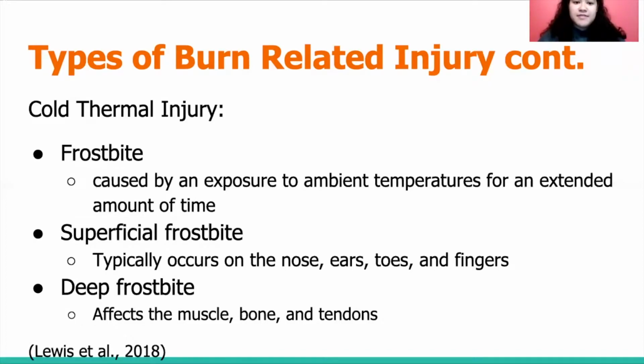So we also have superficial frostbite, which typically occurs on the nose, ears, toes, and fingers, and it is painful. But deep frostbite, however, affects muscle, bones, and tendons. And when you have deep frostbite, you are insensitive to touch. Regardless of which type of frostbite, rewarming is extremely painful, so it is very important to have our patient on analgesic to prepare for that pain.